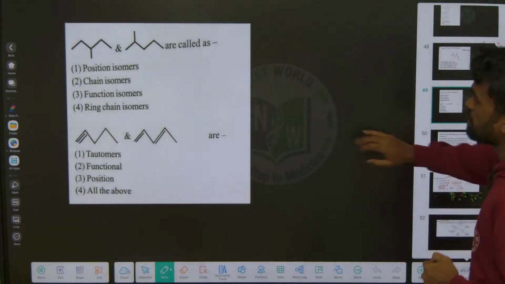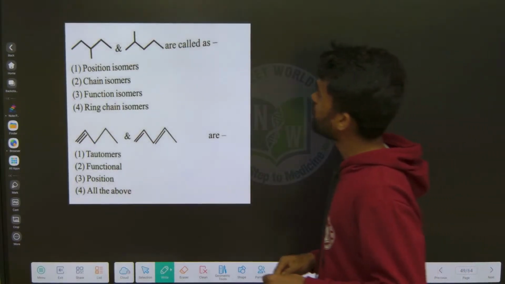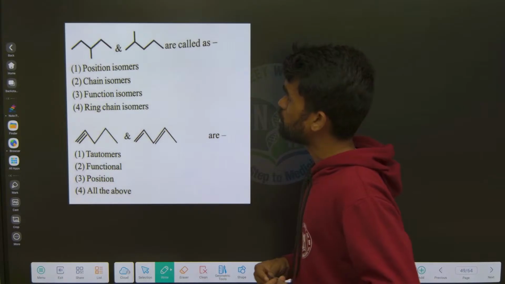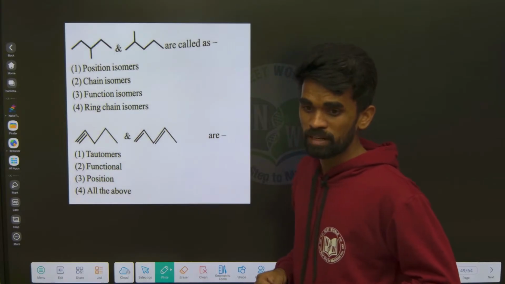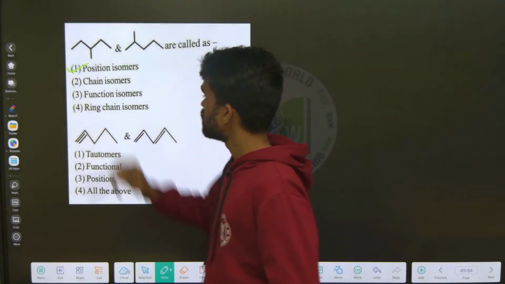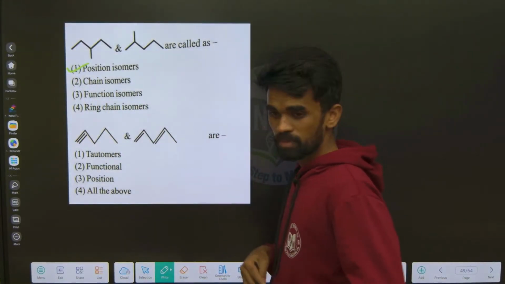Find this. How do they differ? 1, 2, 3, 4, 5, 1, 2, 3, 4, 5. But the position of the methyl group is different. So we can say positional isomer. Next, what about this?